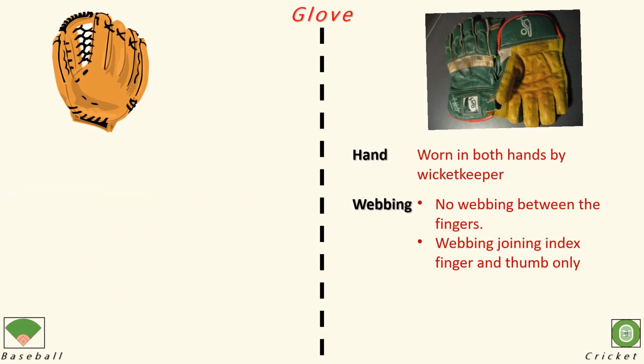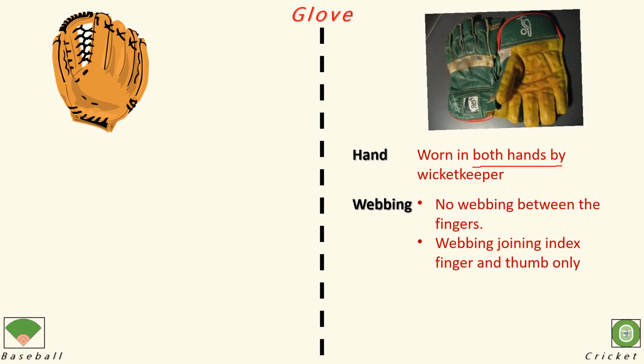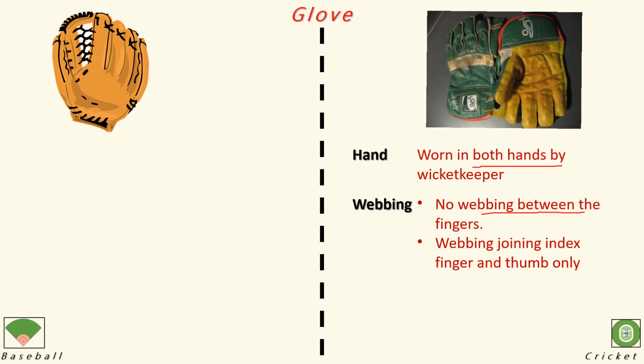Now let's see the gloves worn by the wicketkeeper in cricket. These are worn on both hands and there is no webbing between the fingers, although some webbing is allowed to join the index finger with the thumb, and this is the only webbing that is allowed. In general, there is no other equipment worn by the fielders except that they can wear a helmet when they are fielding at silly point or some other location such as in the slips.